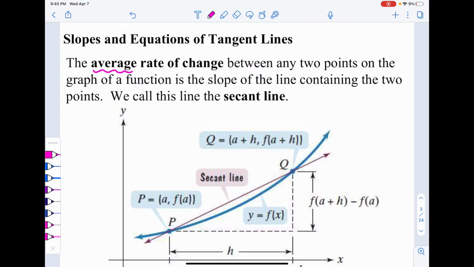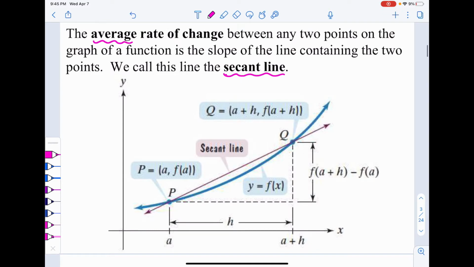So it says we call this line the secant line. A secant line is just taking 2 points along a curve, drawing a straight line between those 2 points, and then finding the slope of that line. If you remember back to Algebra 1, the slope is the change in y compared to the change in x. You would take y2 minus y1 over x2 minus x1, finding that change in y over change in x.